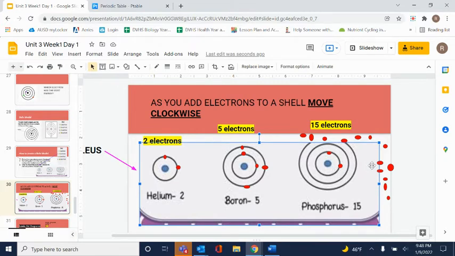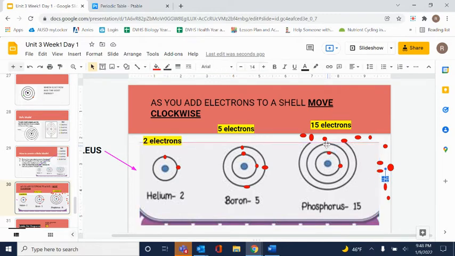So 1, 2, then I'm going to take another electron, the second ring, 3, 4, again moving clockwise, 5, moving clockwise, 6, 1, 2, 3, 4. Now I've only put 4. Now I can double up and put a second one.